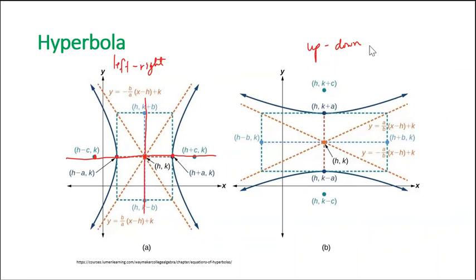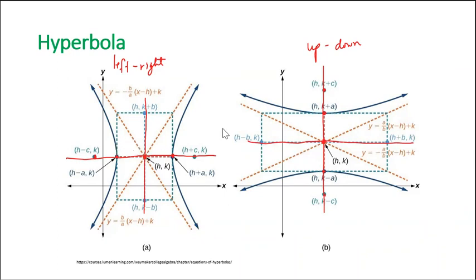Now for the up-down hyperbola, this is the center, and the vertices are above and below the center, and the foci are above and below the center as well. And then the transverse axis is vertical, and the conjugate axis is horizontal.